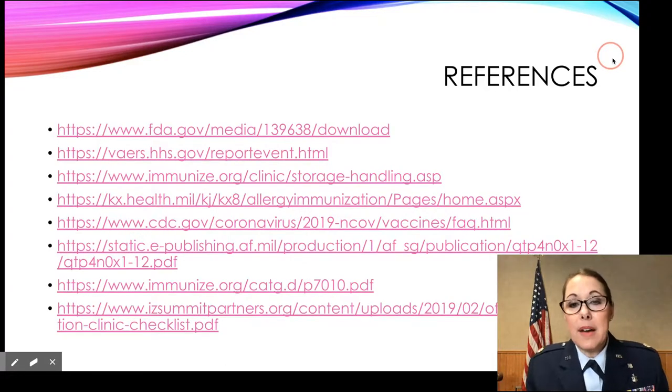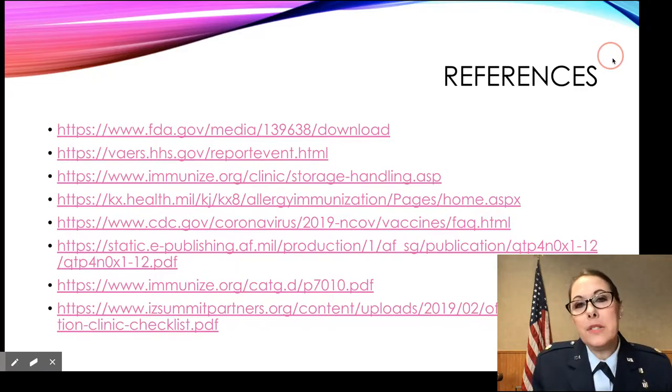So here are some references. They're also great sites to go to, and where you can look up more information if you have questions or you're curious about immunizations. So feel free to go to any of those as well.